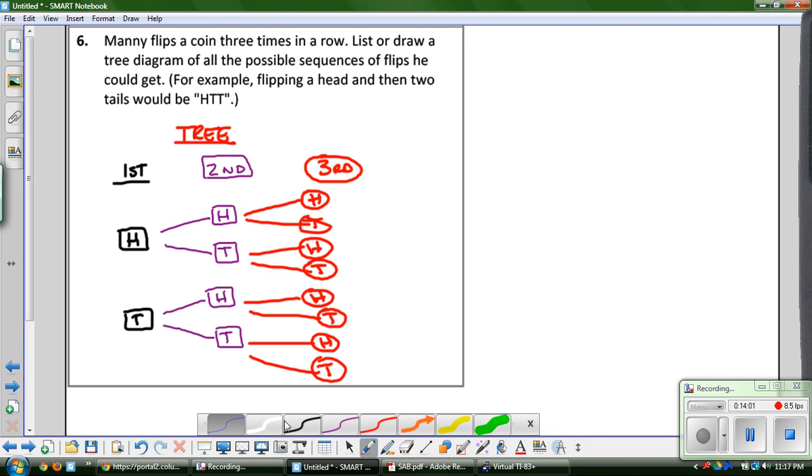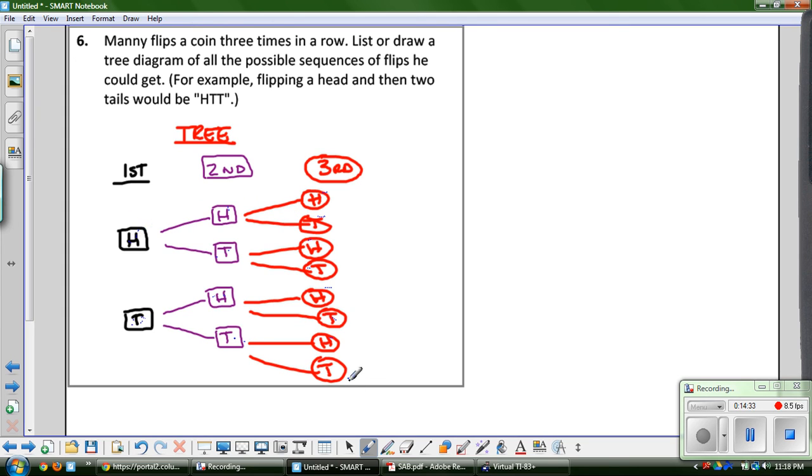He could flip heads, heads, tails. He could flip heads, heads, heads, heads, tails, heads, tails, heads, tails, tails, tails. So every kind of pathway that you take is going to be a separate choice. Allow me to demonstrate using highlight because that might be a little bit more clear. As I was saying that, I realized that it was getting kind of jumbled.